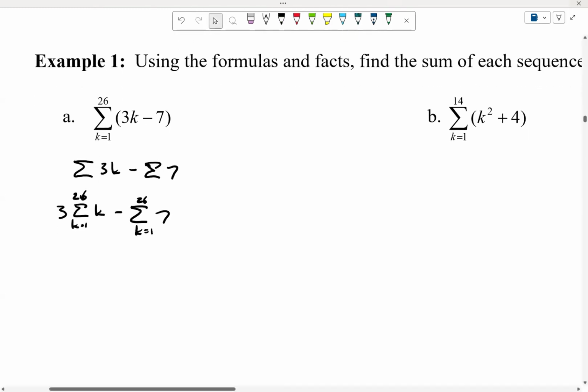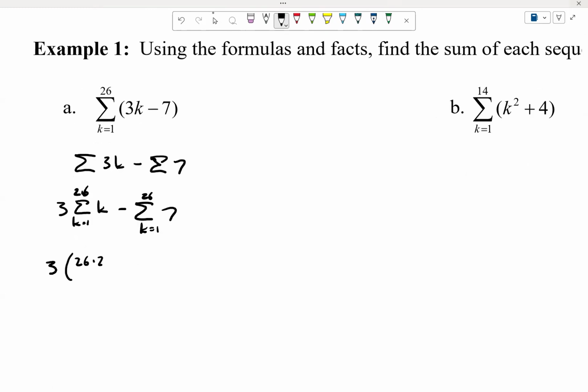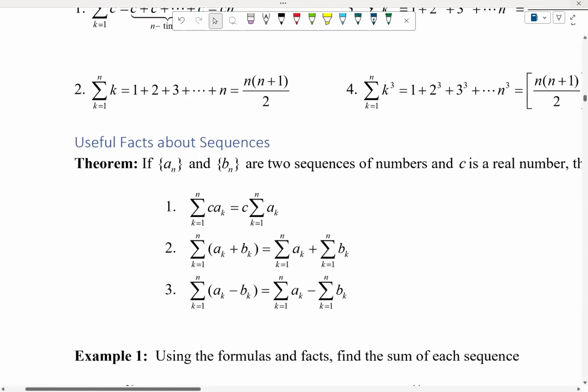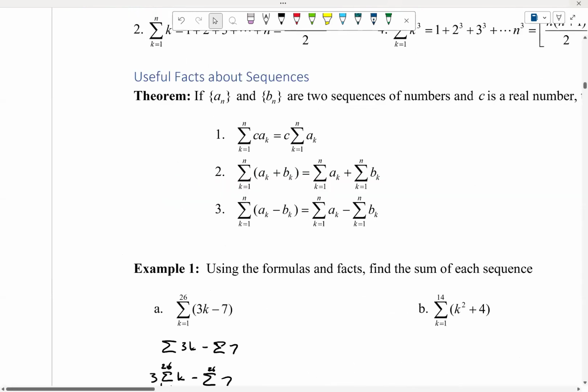Okay, so this first one is going to be 3 times what? I know 26 numbers. 26, 27, 2. So 26 times 27 over 2, do you all see where that came from? That is number 2. If you're adding the first 26 terms of just K, 1 plus 2 plus 3 plus 4 plus 5, all the way to 26, you don't have to do that. You can put it into this formula, 26 times 27 divided by 2. So that's the first part.